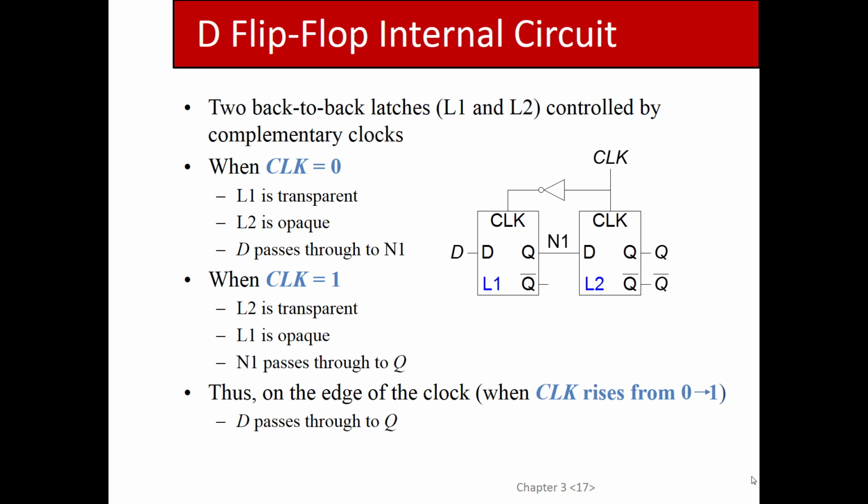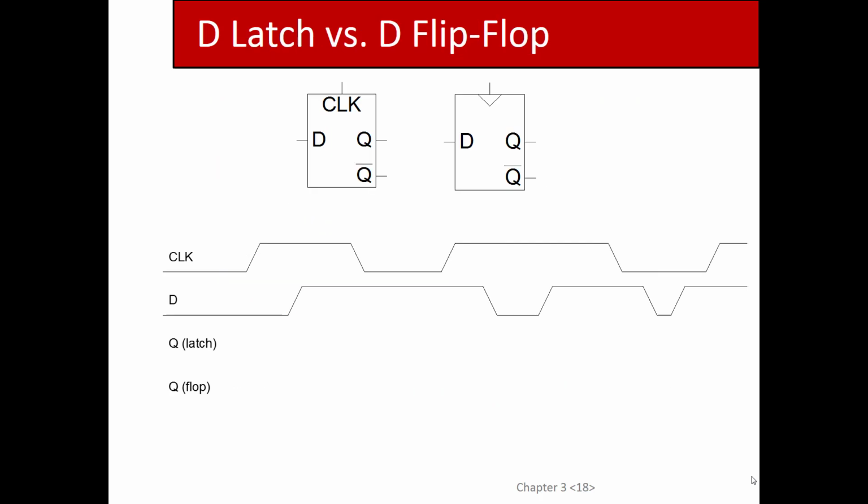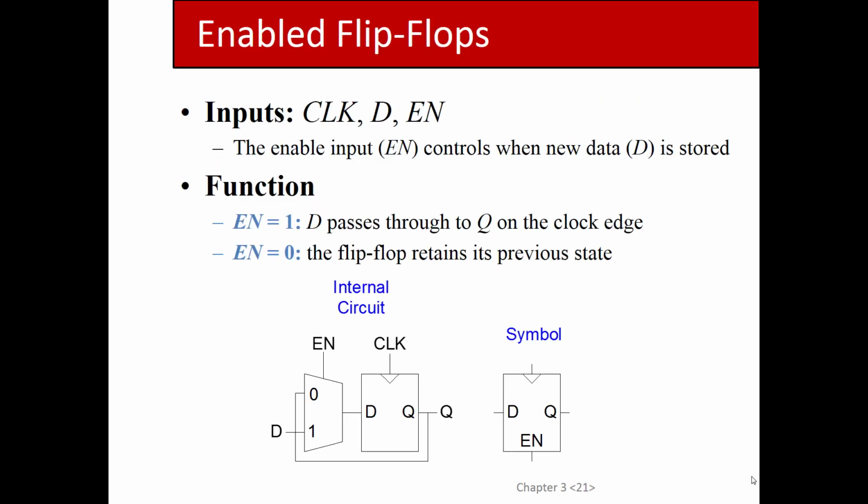Now, there's a couple other features you can add to a flip-flop. You can add an enable, which allows you to tell the flip-flop to ignore the clock for a while. So you can disable the flip-flop and make it hold values across multiple clock cycles with enable. That's pretty common. You don't always see enables, and they're not always used.